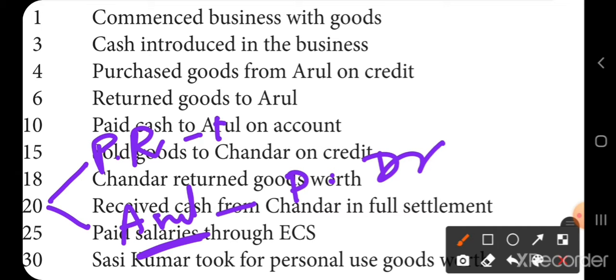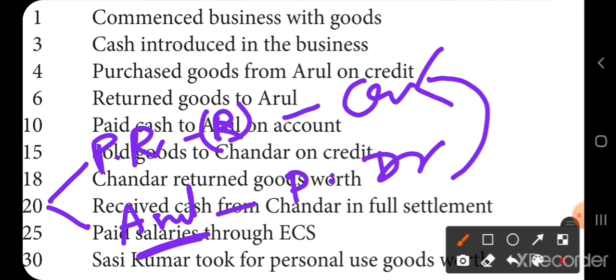Purchase returns is a real account because it is related to the goods. When you return the goods, purchase returns means you are returning the goods. It's a real account here. So in that case, debit what comes in, credit what goes out. Here the goods are going out, so you credit. The entry will be Arul's account debit to purchase returns account.